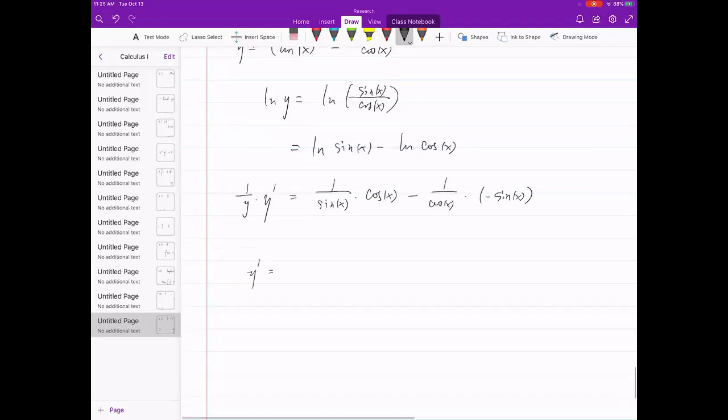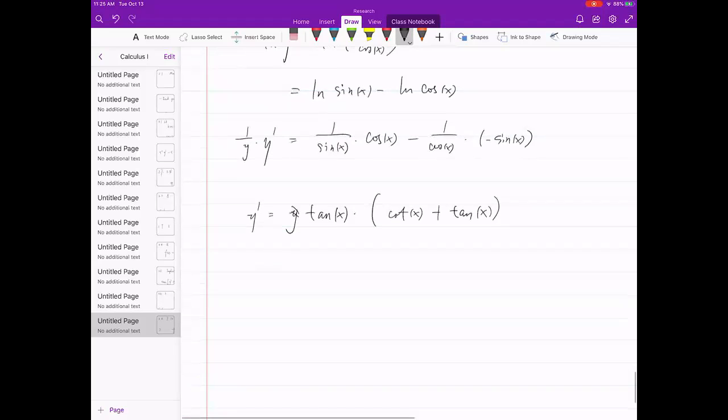It's y prime equals y, which is tangent, times whatever you got here. What is cosine over sine? That's cotangent. What is sine over cosine? That is tangent. Still okay? What is tangent times cotangent? 1. What is tangent times tangent? Tangent squared. What is 1 plus tangent squared? That is secant squared.